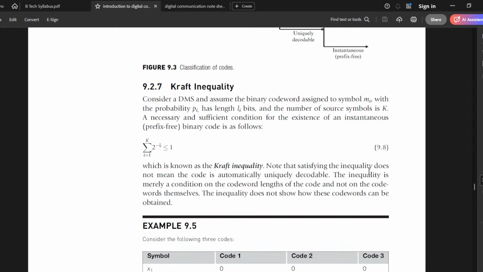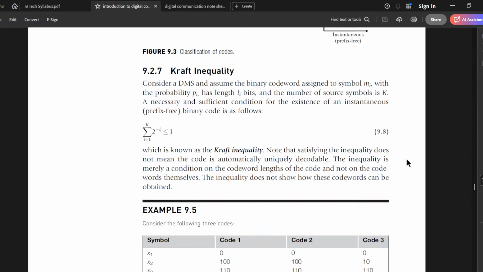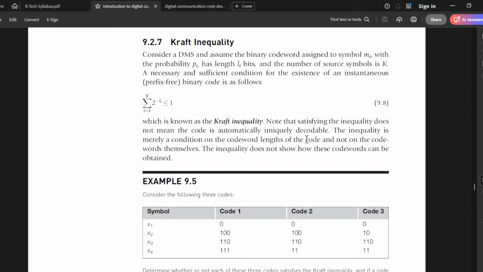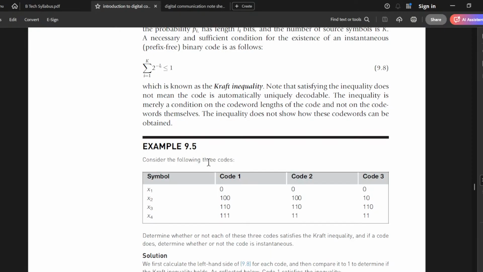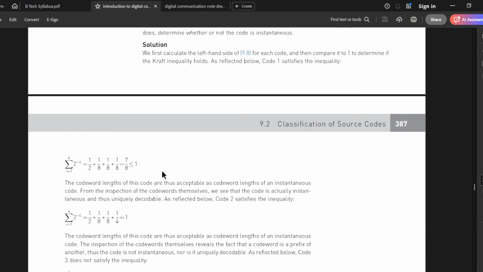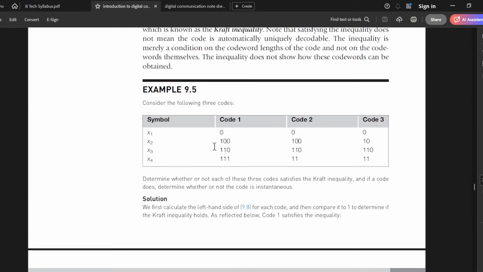Note that satisfying the inequality does not mean the code is automatically uniquely decodable. The inequality is merely a condition on the code word lengths of the code. Here's an example, we'll solve this.